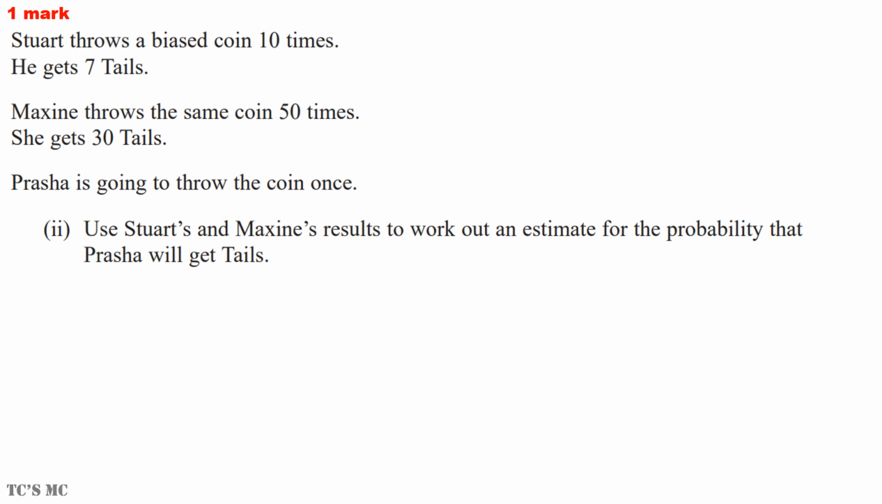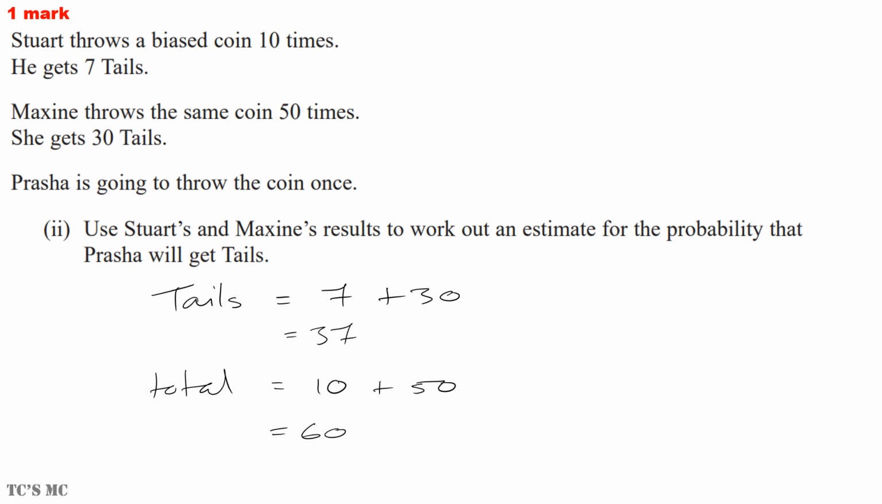Use Stuart's and Maxine's results to work out an estimate for the probability that Prasha will get tails. So we need to work out how many tails they both got altogether. That is 7 add 30, which is 37. And then the total number of throws, which is 10 add 50, and that gives us 60. And that's just for your understanding how I'm getting these numbers. The answer they're looking for, the 1 mark, is 37 over 60. So you don't have to write out everything I've written, but that's just for your understanding.